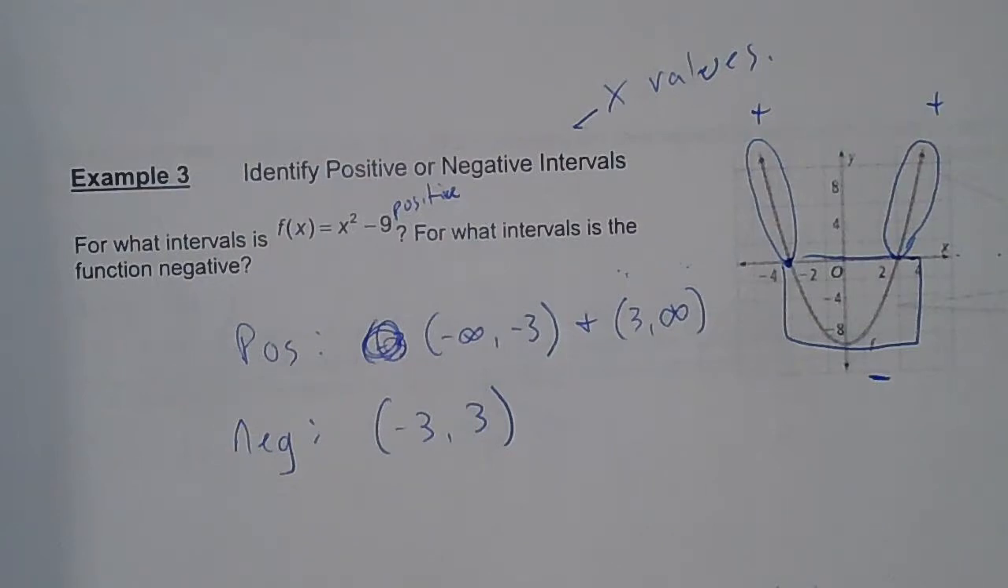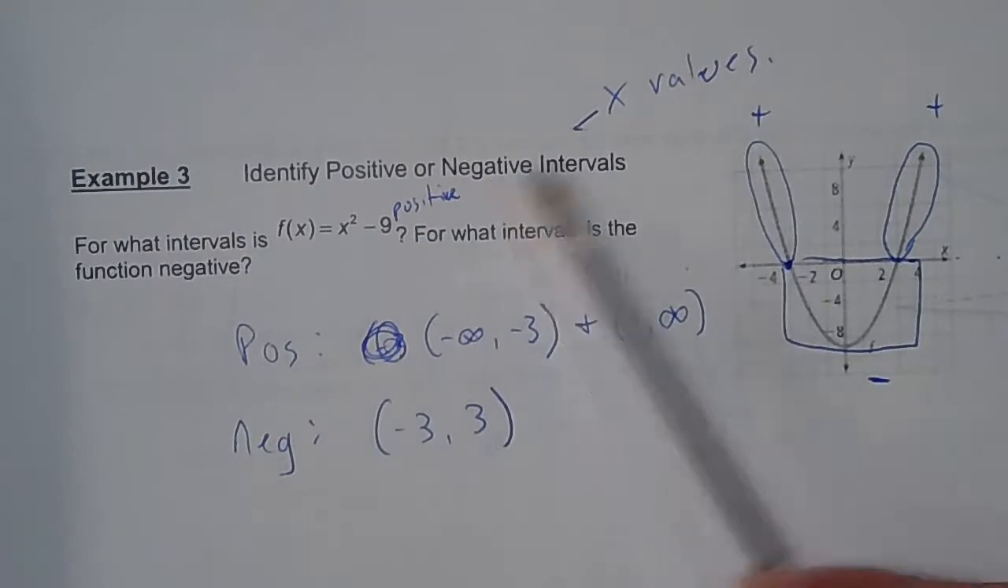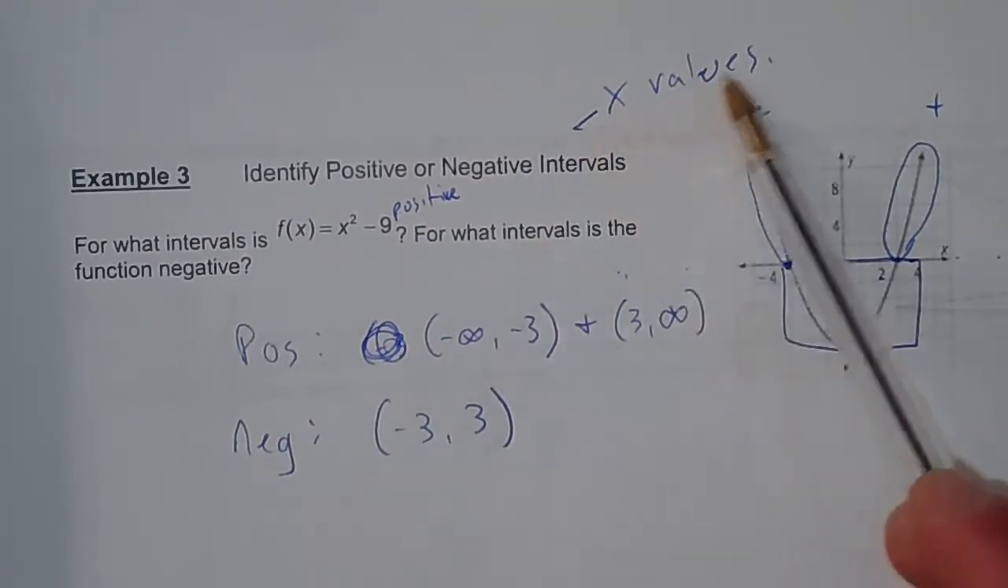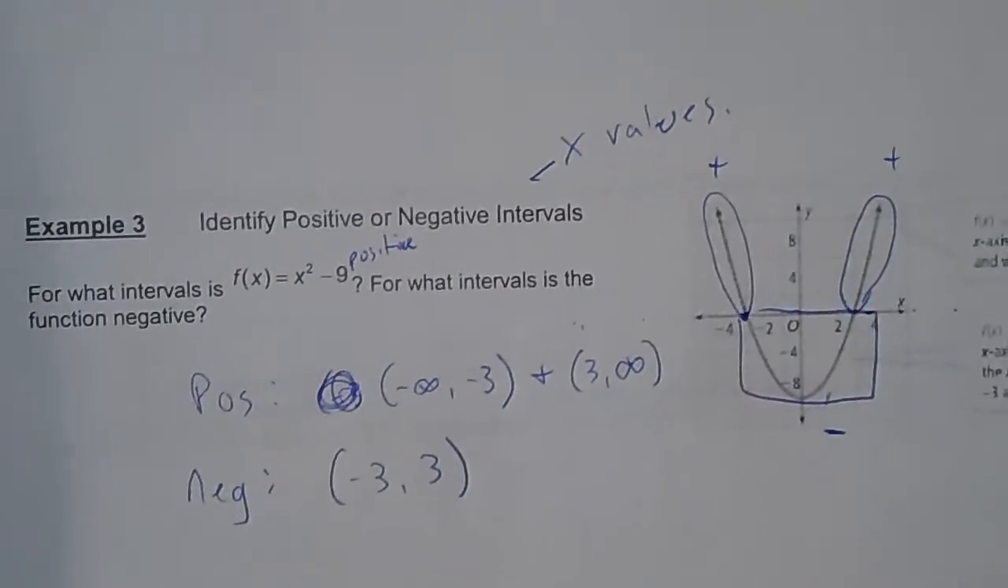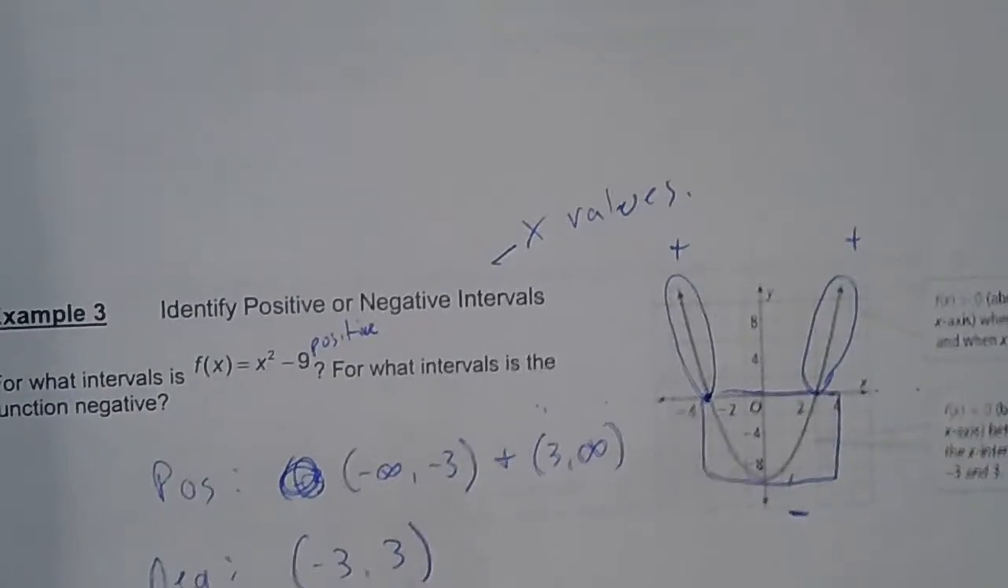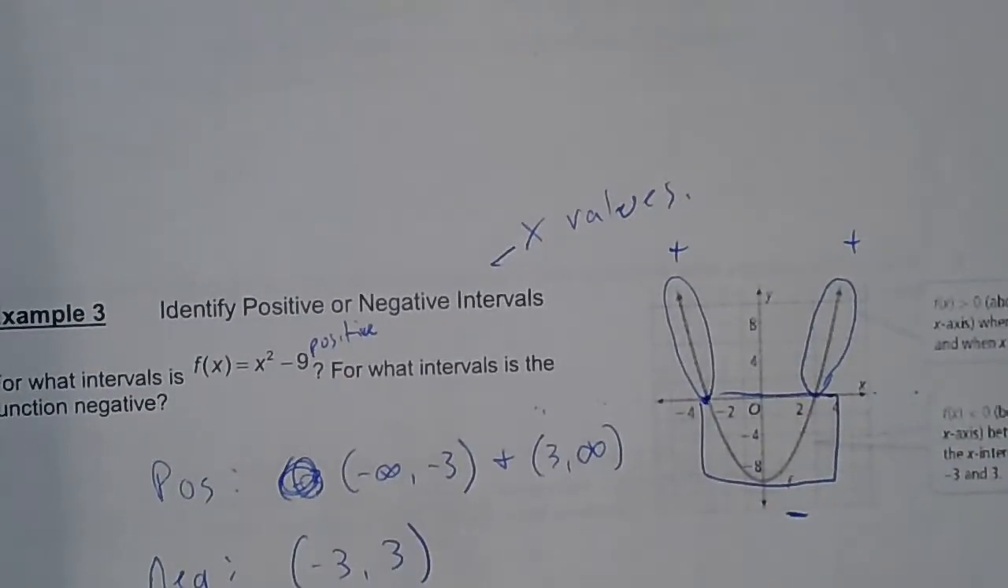Didn't really get into it. So example 3 here wanted us to find positive and negative intervals. And one of the hints I gave you guys is you use x values for these. And I wanted to add one other piece to this. You actually only ever use y values for range. That's the only time you ever care about y values.